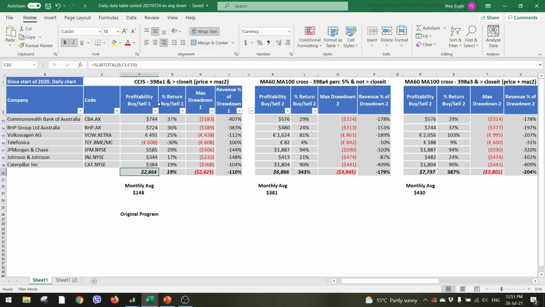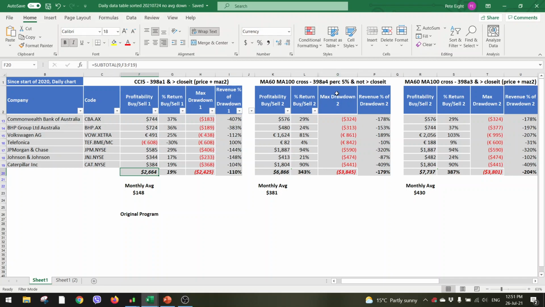So what I've done then is, instead of using the CCI 5, I've started using a moving average crossover of MA60 and MA100. There are two differences here, and I'll explain what both of those are. This one exits when it reaches a 5% gain. This one exits on the moving average cross. So using that approach, I'll explain what not using the close-it means. This one uses a close-it. I'll explain what that means in a minute.